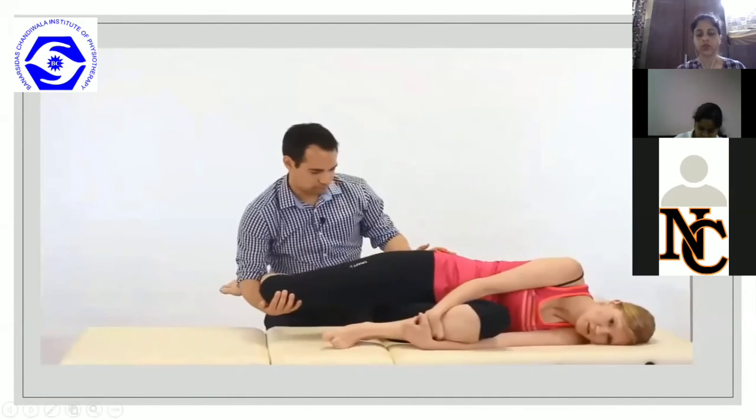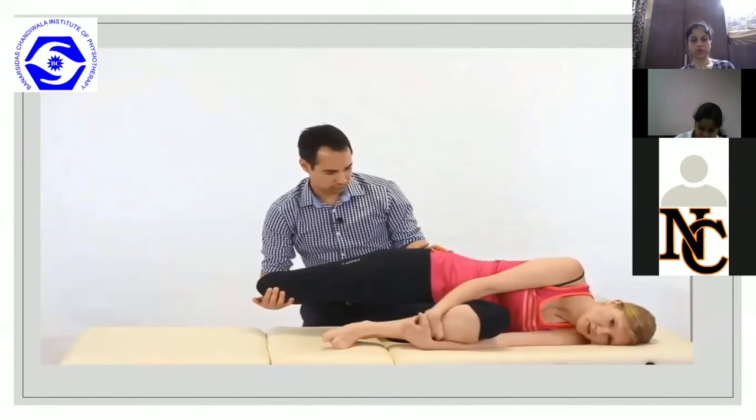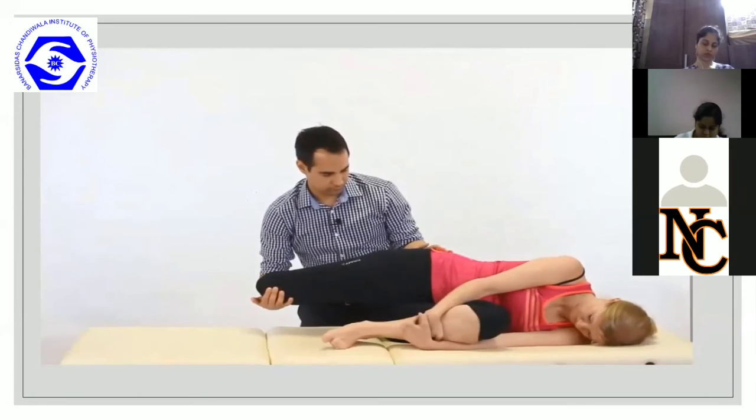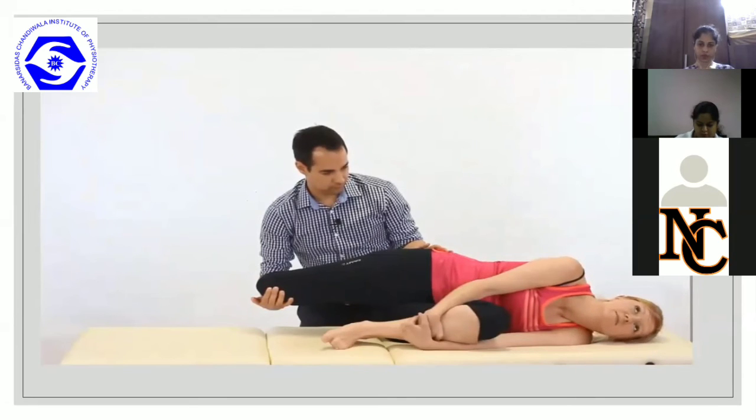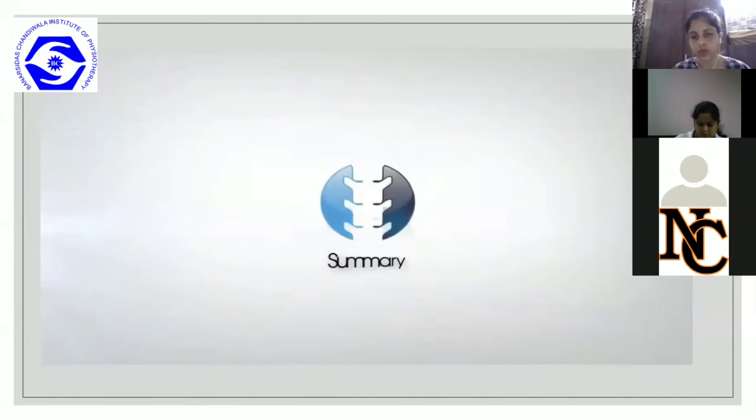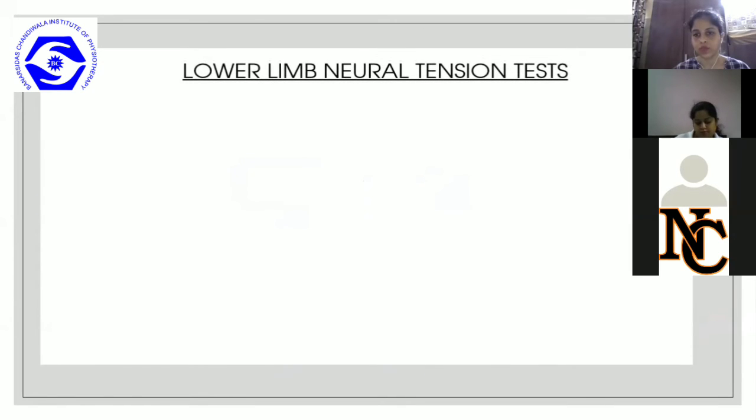Finally, you can recreate this test with the patient in side lying. And in the side lying position, you can add in a cervical flexion component in order to sensitize the neural structures, and a cervical spine extension position to desensitize the neural structures. So to summarize this video on the lower limb test.